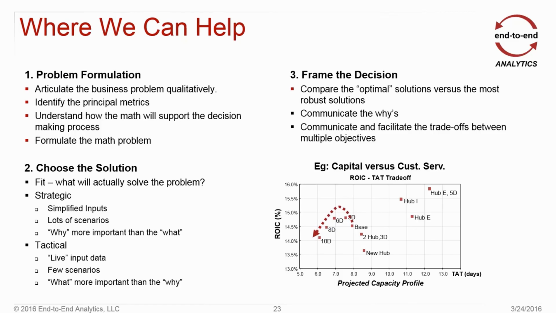The last piece then is being able to frame the decision. Make sure we've taken what we've learned about the qualitative description of the business problem and the metrics and start to build the case that as recommendations come out of the engine, they are in fact the right decision. And there's 3 main things that we can do here. One is compare the optimal solution versus the most robust solutions.